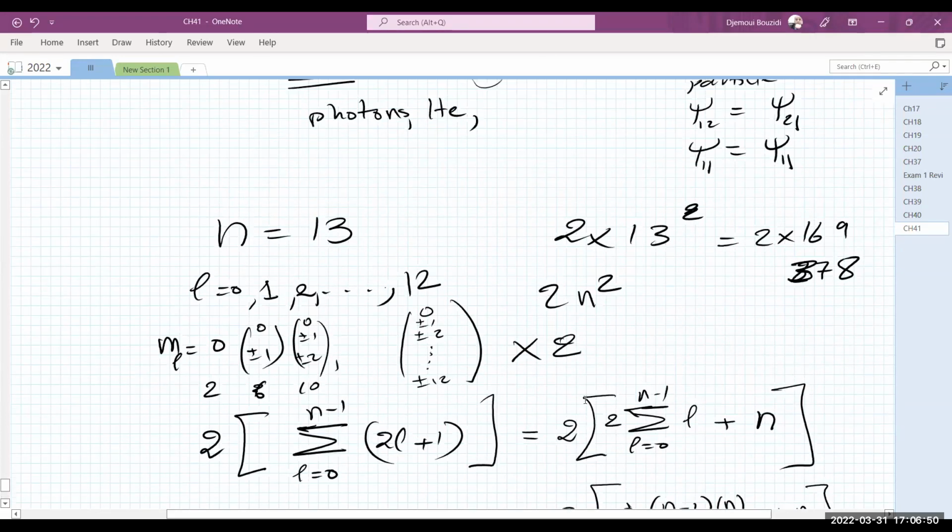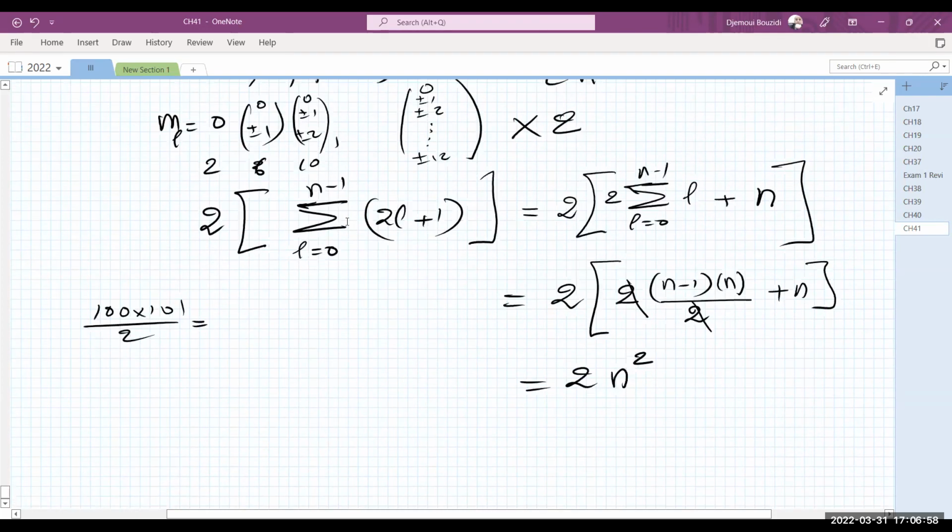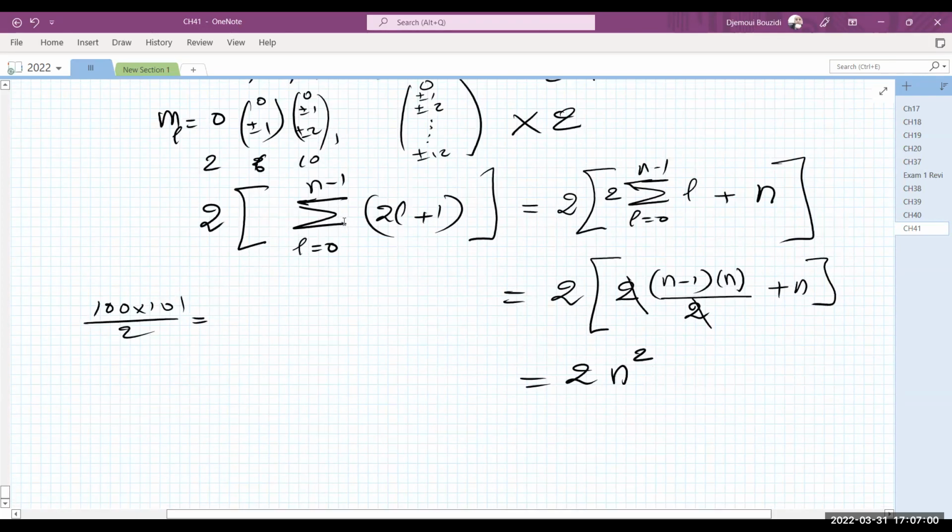So they gave me n equals 13. I'm not going to add up all of these numbers. I don't have the time for it. All I have to do is multiply 13 by itself, and then multiply it by 2, and I have fully told you how many states there are in that energy level of 13.